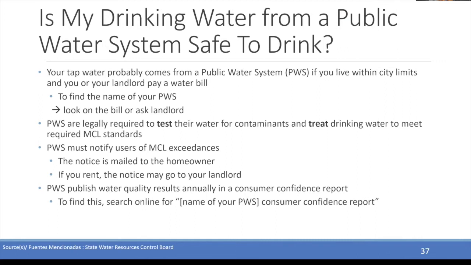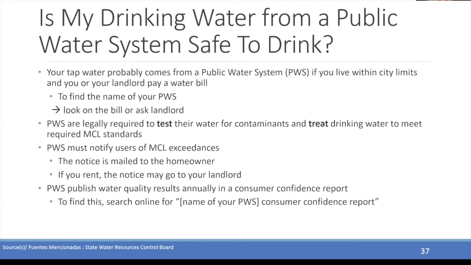So we're now on slide 37. Is my drinking water from a public water system safe to drink? So how do you know if your water is coming to you from a public water system? If you live within city limits or your landlord pays a water bill, you are connected to a public water system. To find the name of your public water system, you can look on your water bill or you can ask your landlord or landowner.